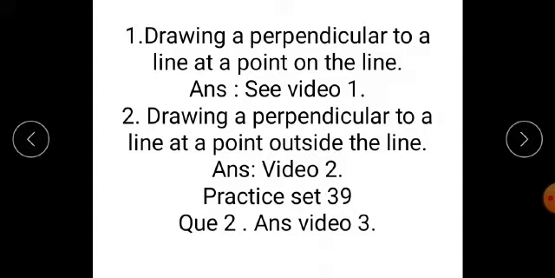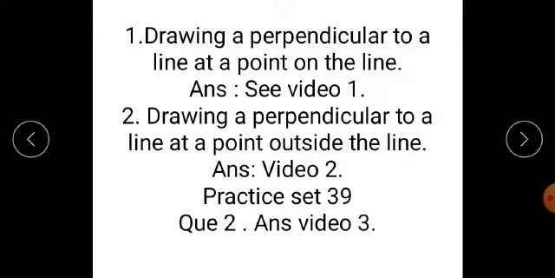Students, the first three types of construction, that is by folding the paper, by using set square, and by using protractor, are again for your self study. I'm going to show the construction which is given as the third type, that is by using a compass and ruler, in the third video.